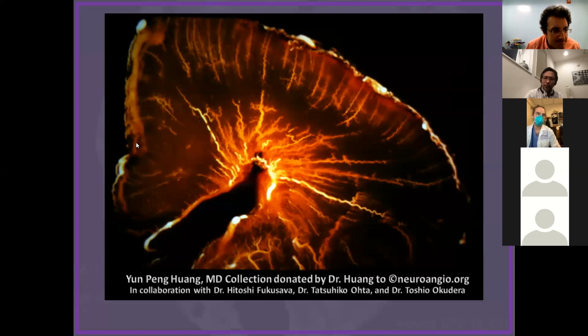We know that most of the time the cavernoma is associated with a deep developmental venous anomaly. Why is cavernoma associated with developmental venous anomaly?